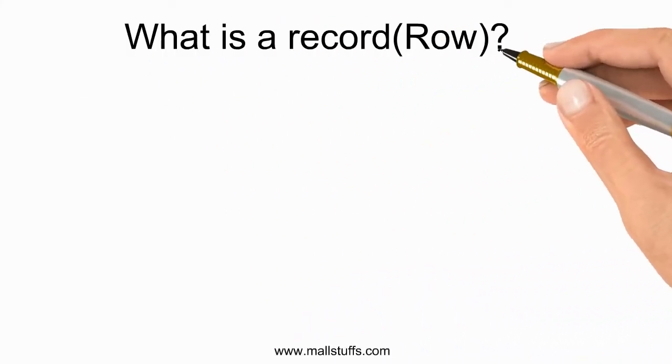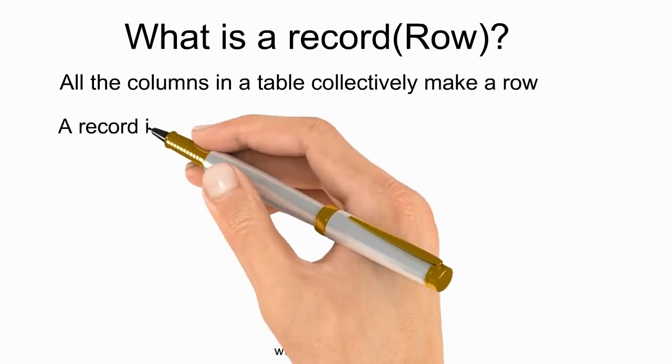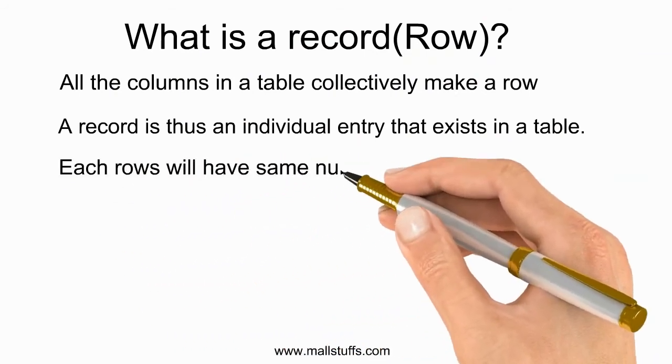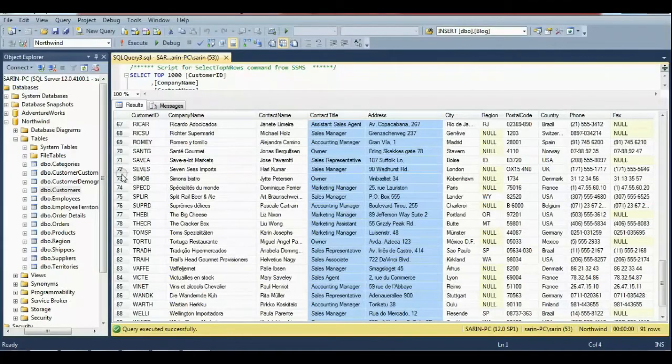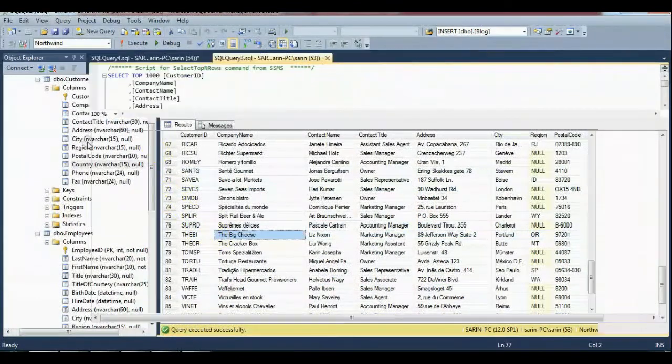What is a record? All the columns in a table collectively make a row. A record is thus an individual entry that exists in a table. Each row will have the same number of columns. As an example, let us see this. Each of these is a record. And if you see, each record has the same number of columns. There is not even a single record which has fewer or more columns.